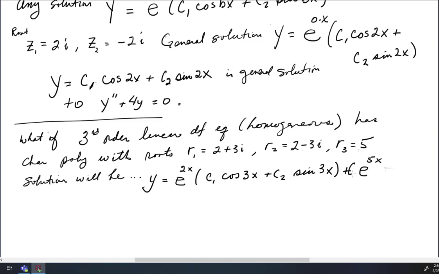we're almost done. C3. If it's a third order linear differential equation, we know the general solution will have three arbitrary constants, C1, C2, and C3, as you see right there. So you would just add terms.